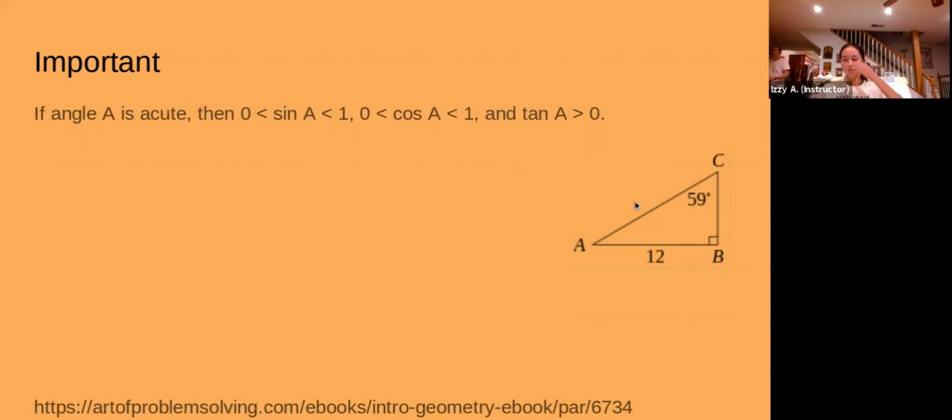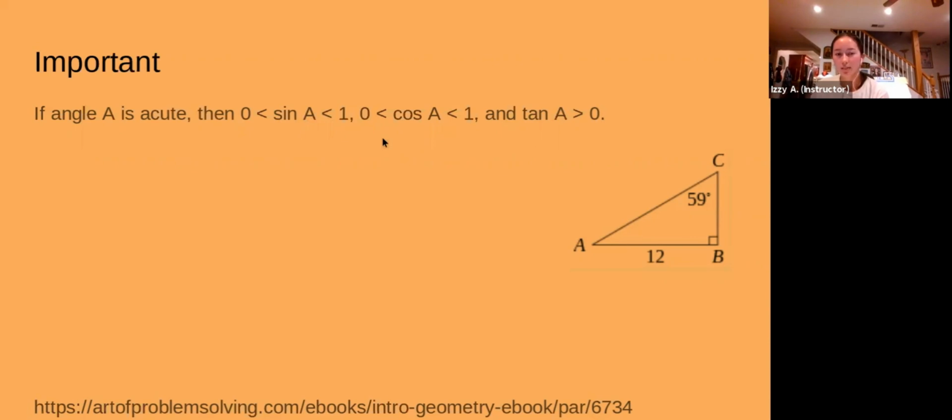So far, I don't think we've dealt with obtuse angles exactly yet for the trigonometric ratios, but this is just straightforward. Sine of A and cosine of A are going to be between 0 and 1, and then tan, because that's the ratio of sine over cosine, means that tangent will always be greater than 0, because sine of A and cosine of A are going to be positive.